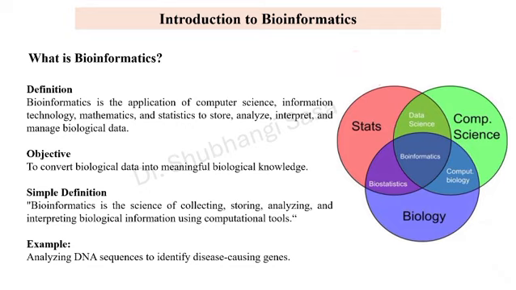So let's start with the definition. Bioinformatics is the application of computer science, mathematics, statistics, and information technology to collect, store, analyze, and interpret biological data. The main objective of bioinformatics is to transform large amounts of biological data into useful biological knowledge. For example, scientists can analyze the DNA sequence using computer software to identify the gene responsible for a disease. So in simple words, bioinformatics helps us understand biological information using computational tools.